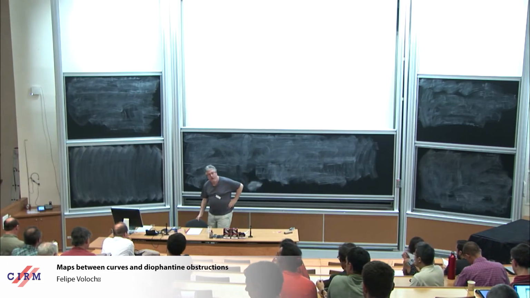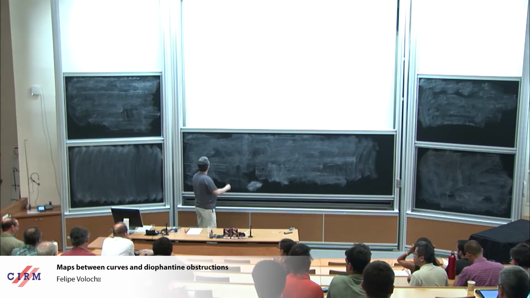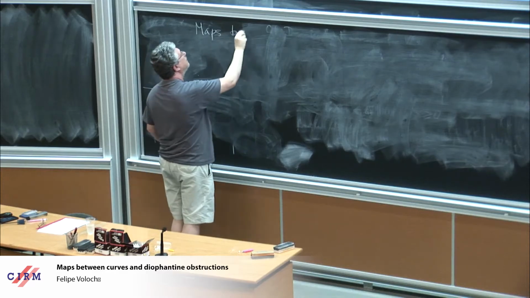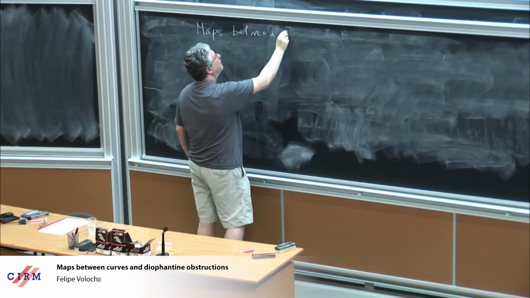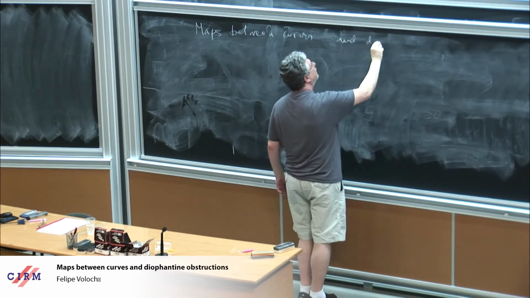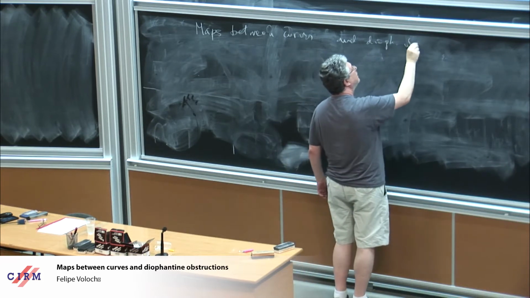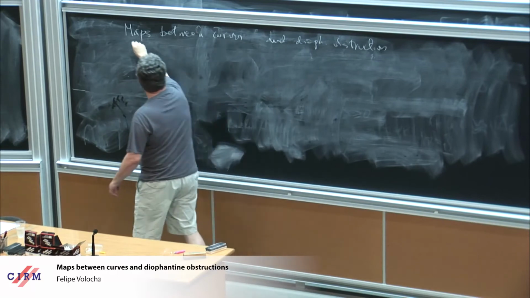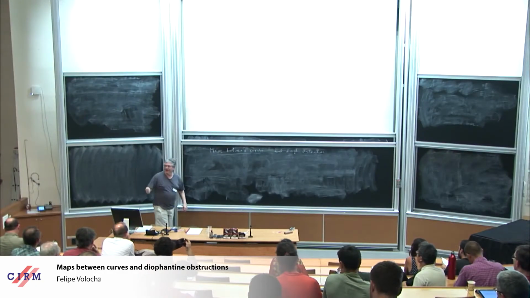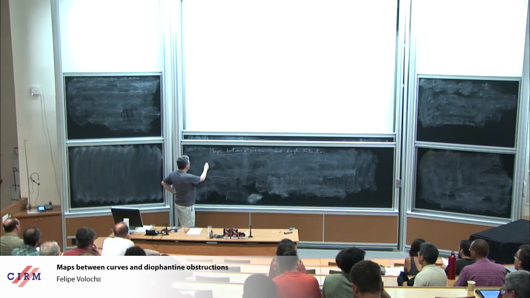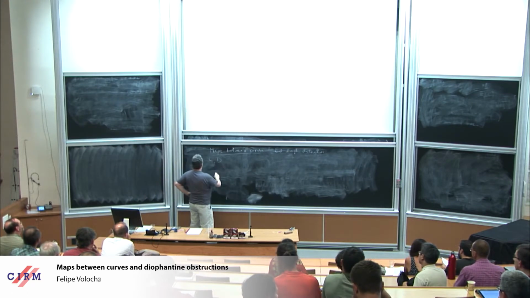So, the topic of this talk is maps between curves and diophantine obstructions. Let's start with the maps between curves, and then we're going to get to the diophantine obstructions in a bit. So really what I want to do is I have two curves, maybe C, D over K.